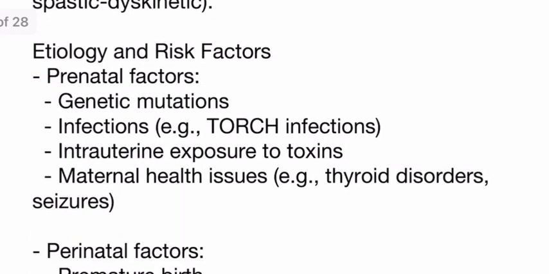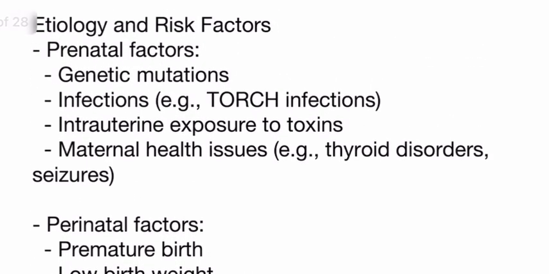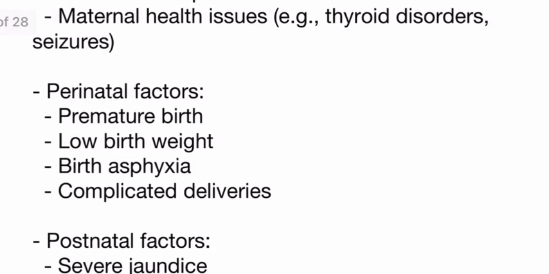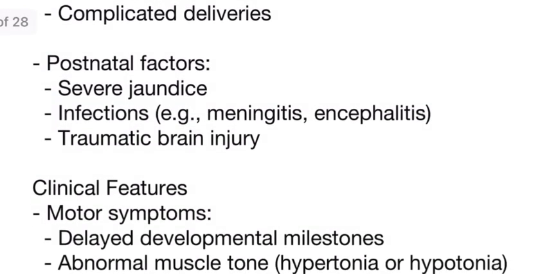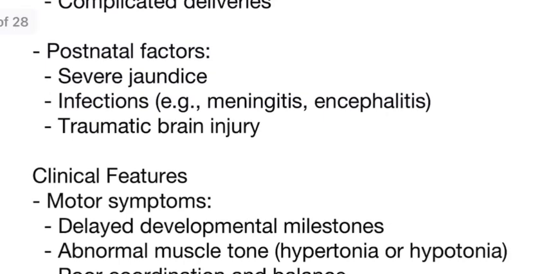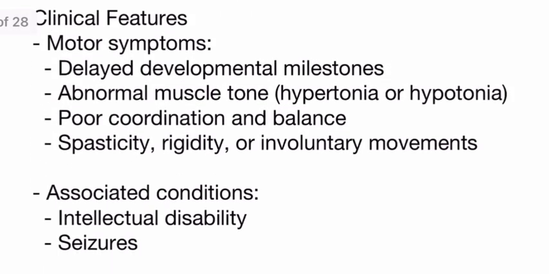When it comes to etiology, the causes can be divided into prenatal, perinatal, and postnatal factors. So prenatal factors: genetic mutations, infections, intrauterine exposure to toxins, and maternal health issues such as thyroid disorders and seizures. Perinatal factors: premature birth, low birth weight, birth asphyxia, complicated deliveries. Postnatal factors: severe jaundice, infections, and TBI.